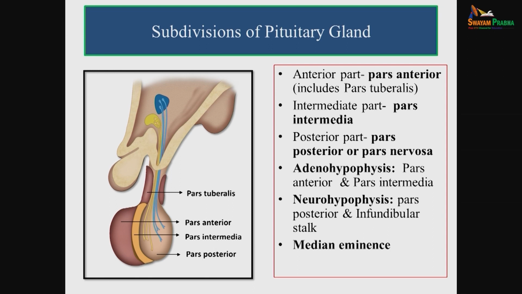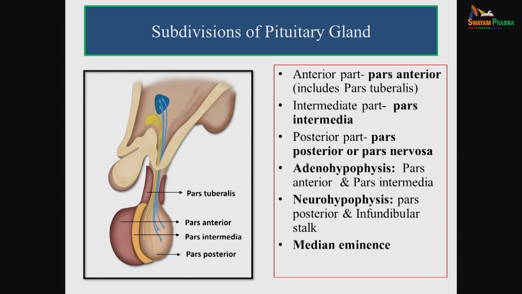Coming to the parts of the pituitary gland, it has an anterior part called the pars anterior, also called the pars distalis, which extends above and surrounds the infundibular stalk, which is called the pars tuberalis. There is an intermediate area called the pars intermedia and a posterior part called the pars posterior or pars nervosa.